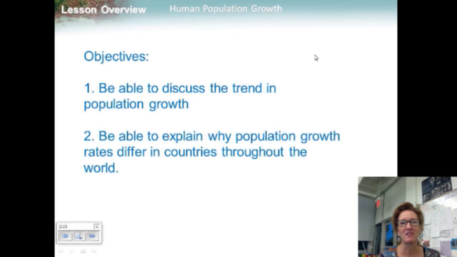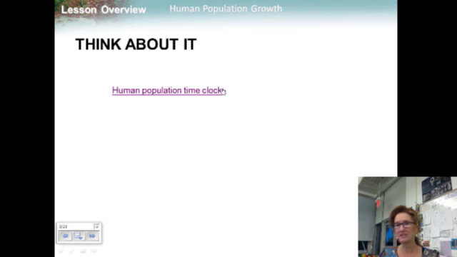Our objectives are to discuss the trend of human population growth and also explain why population growth rates differ in countries throughout the world. I want to show you this video first. But before, think about how quickly is the global human population growing? In the United States and other developed countries, the population growth rate is low, and in some developing countries, the population is growing very rapidly. Worldwide, there are more than 4 human births every second. What does the present and future human population growth mean for a species and its interactions with the rest of the biosphere? So watch the human time clock video.